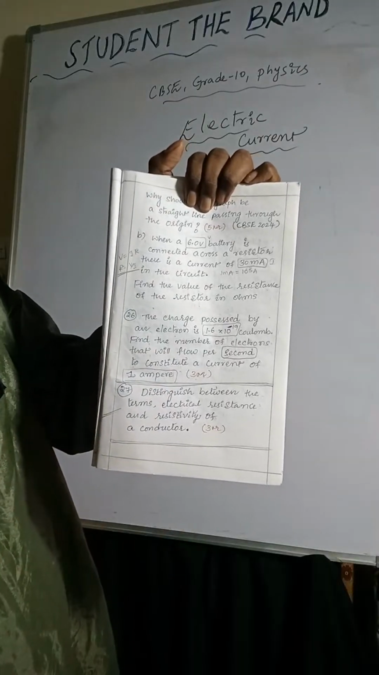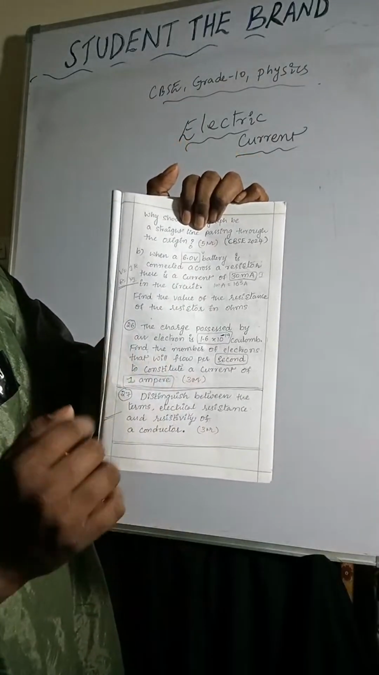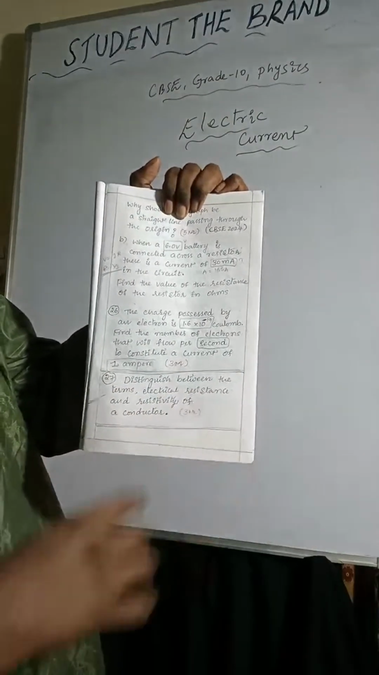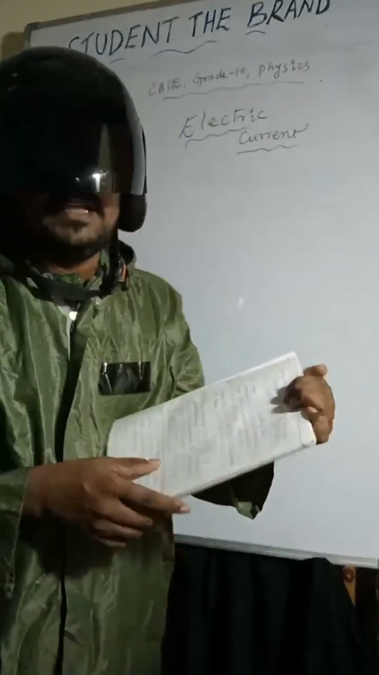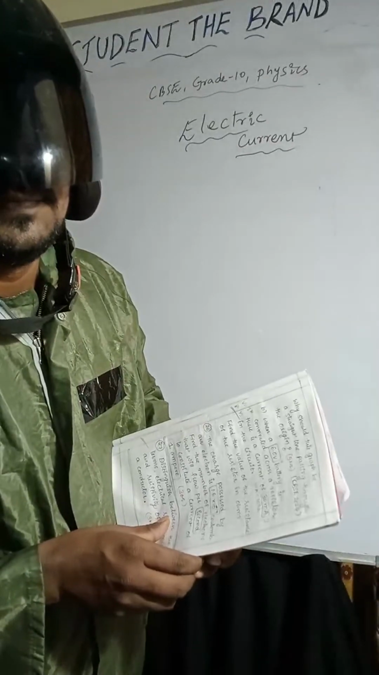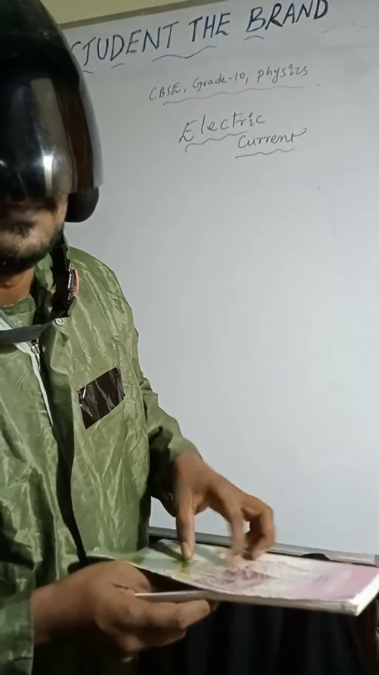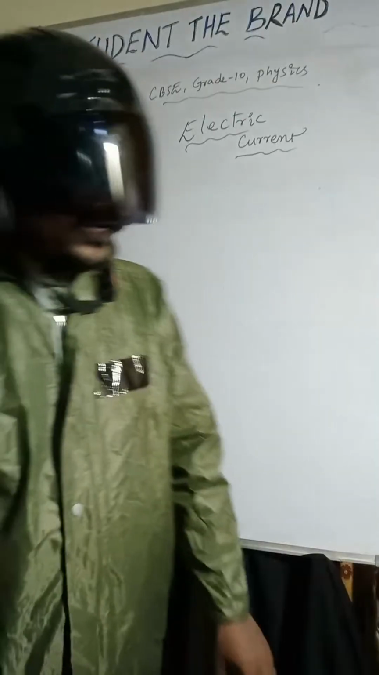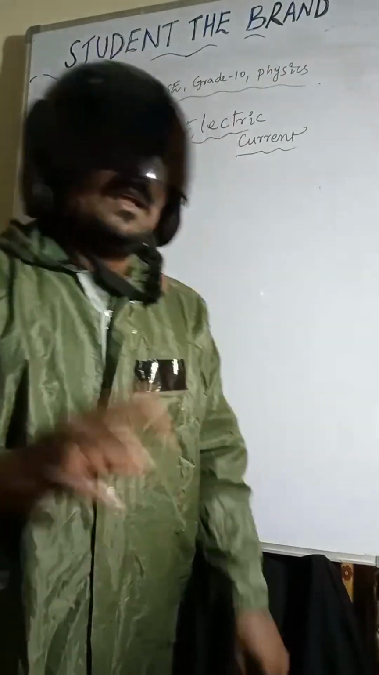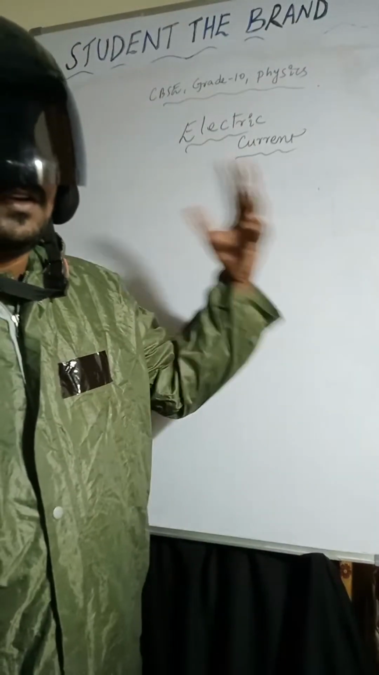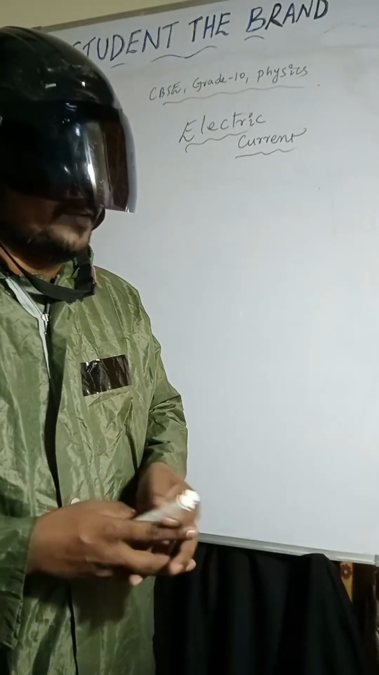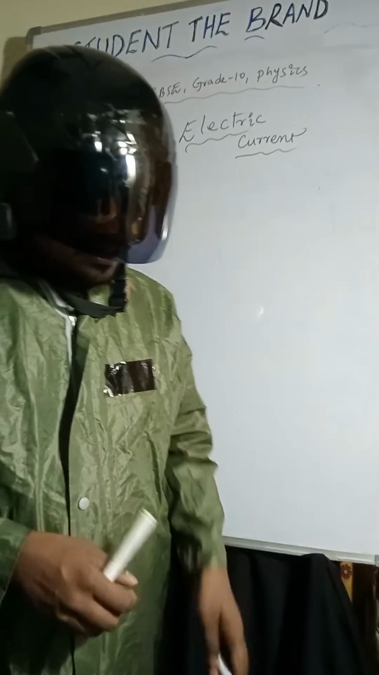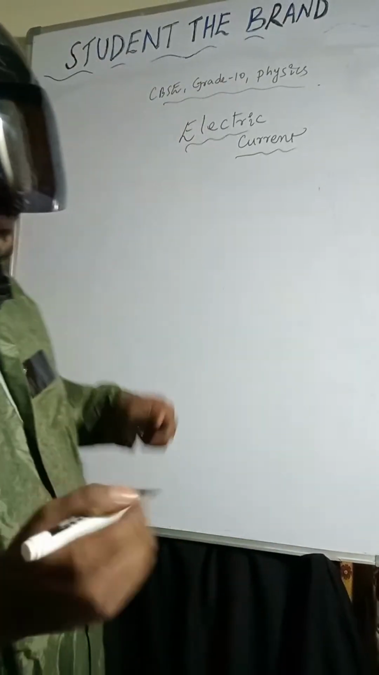Okay, so this type of questions they will ask. And here, discuss the terms electrical resistance and resistivity of the conductor. I will explain this one. Okay, done. So I hope it is very clear. Now we will go to the next one. I'll explain one more, that is electrical circuit.